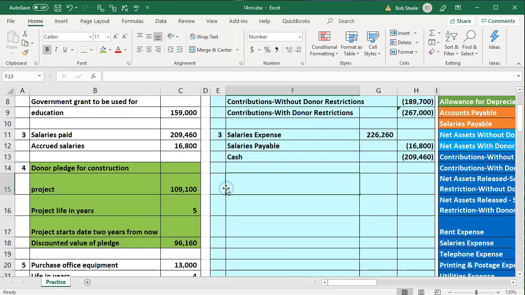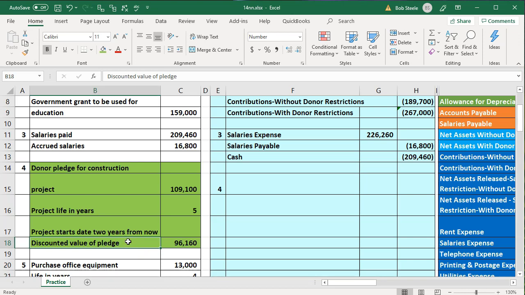So number 4 is going to be starting in E15. And we have the construction project for the pledge of $109,100. Now the project life is going to be 5 years. Project starts 2 years from now, so it's not immediately starting. This is a donation specifically for a project that's going to start 2 years later, and it's going to take 5 years to complete.